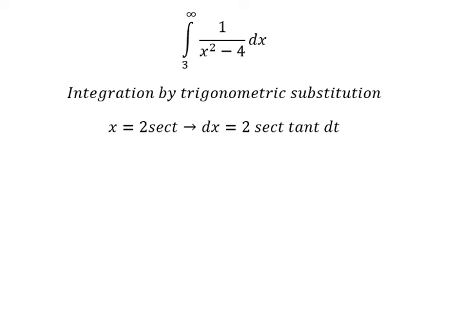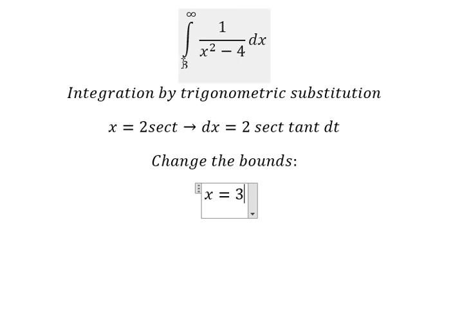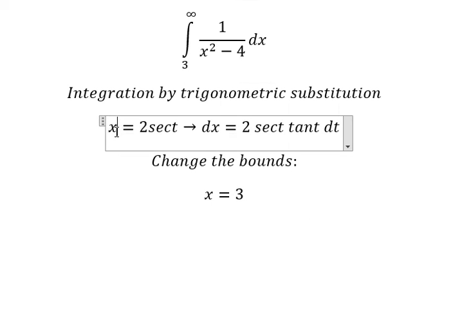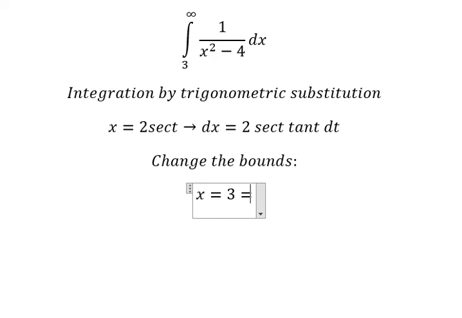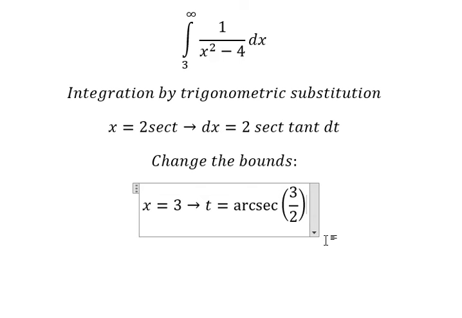Next, we need to change the bounds. So when s equals 3, we put 3 in here, and later we divide both sides by 2. So you get t equal to arcsecant of 3 over 2.